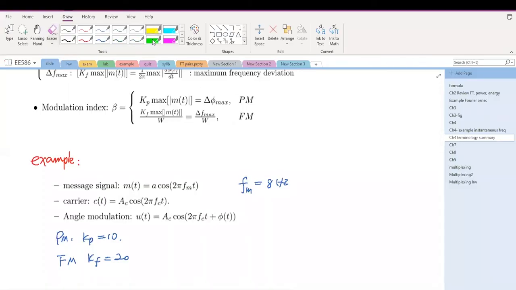Next, let's look at an example. The message signal is m(t) equals a cosine 2 pi fm t, and fm equals 8 Hertz. The carrier is c(t) equals Ac cosine 2 pi fc t. We want to use angle modulation. So this is the general form for angle modulation.